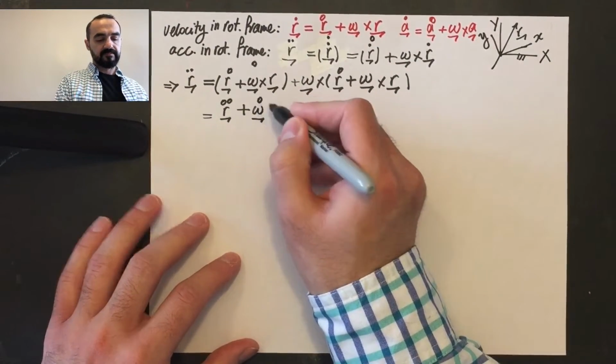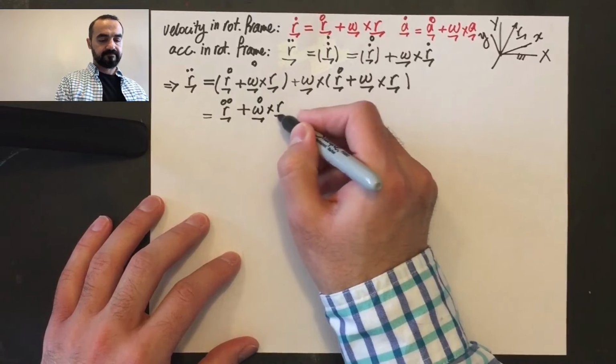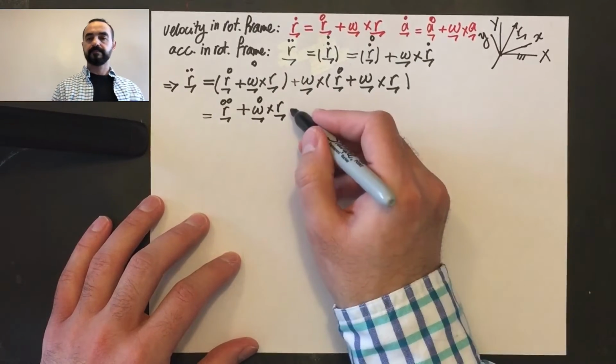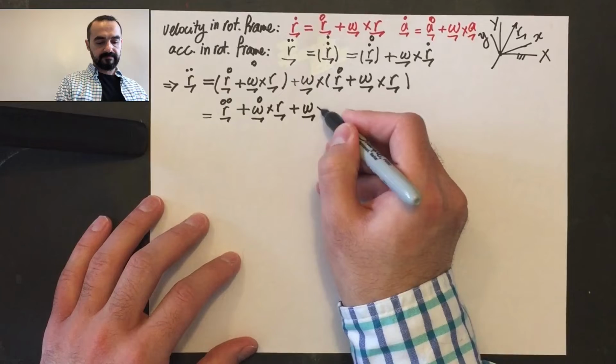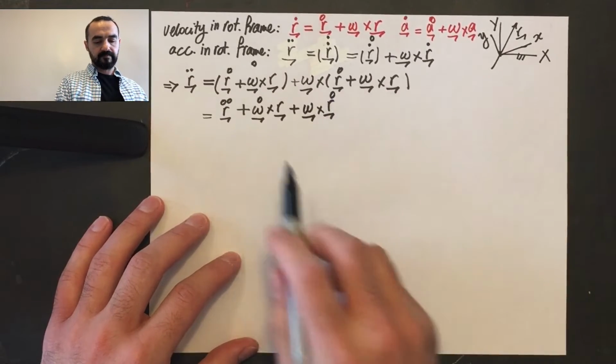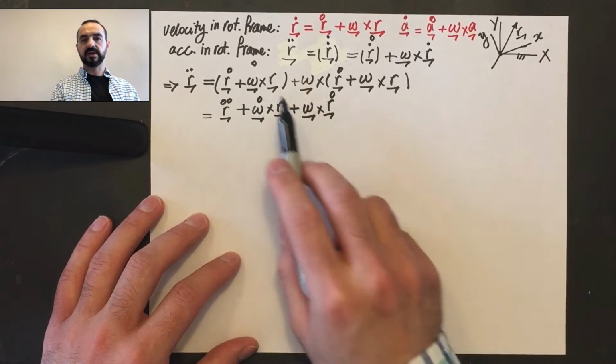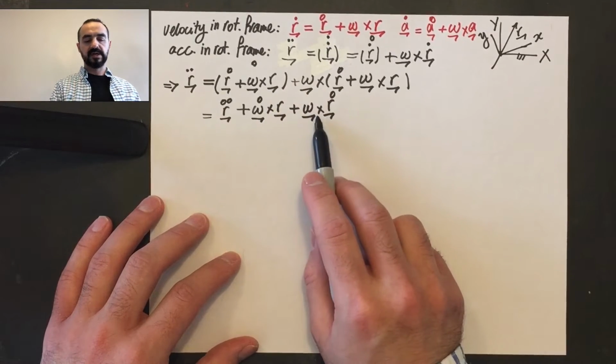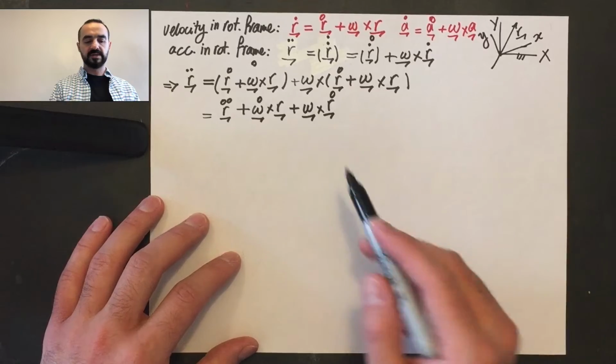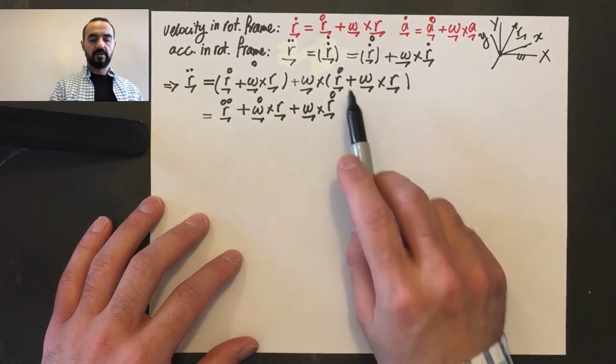So I have plus, so differentiated first term, cross product the second term, differentiated the second term, cross product the first term, and add them all together. All right, what do we have here?